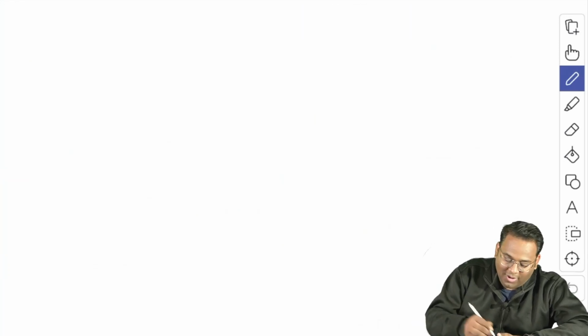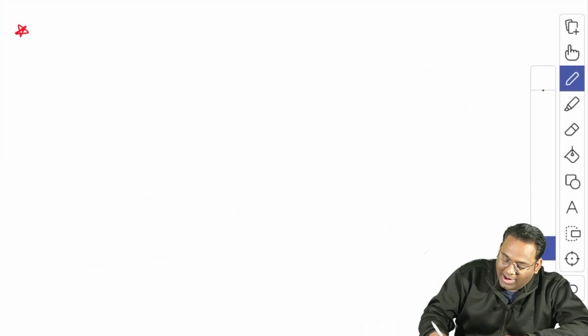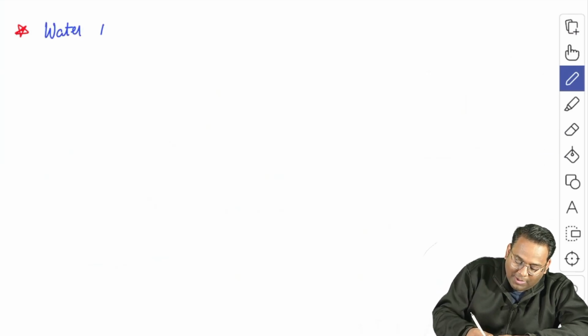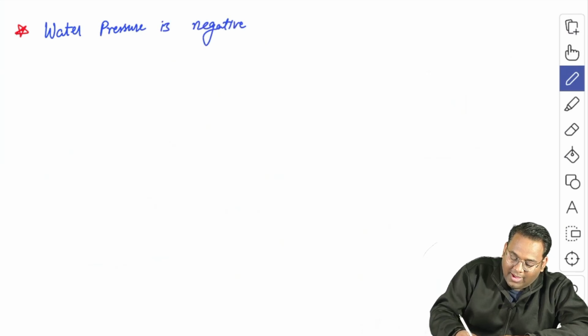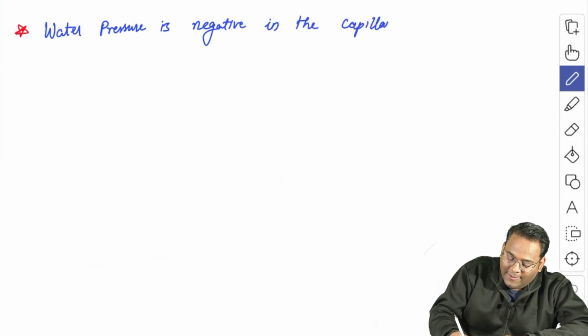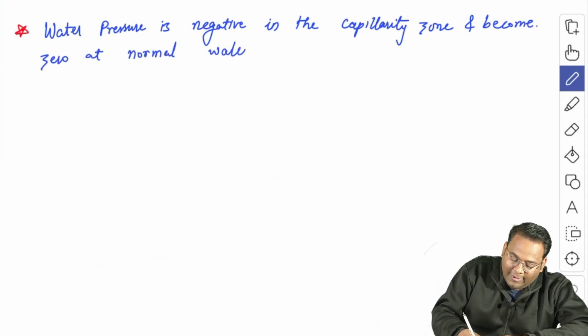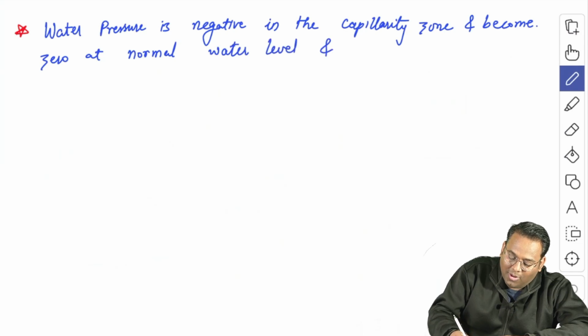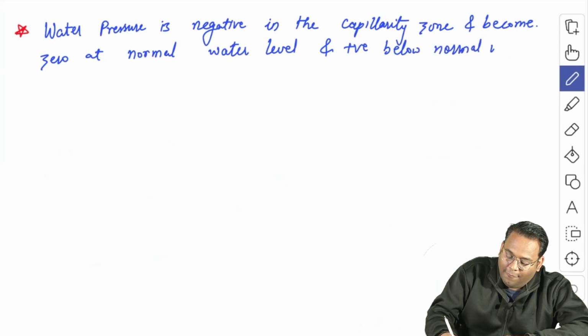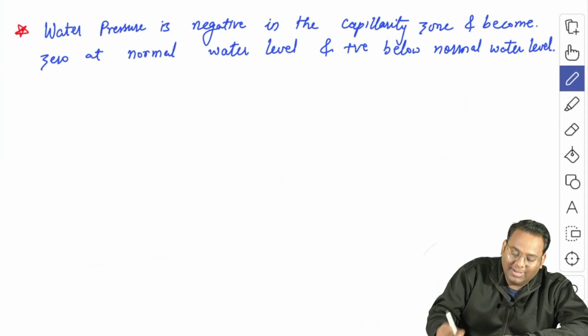What I have observed right now is that water pressure is negative in the capillarity zone, becomes zero at normal water level, and becomes positive below normal water level. So this is what we have observed.